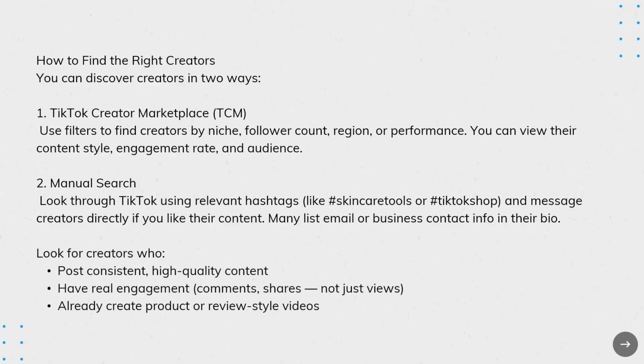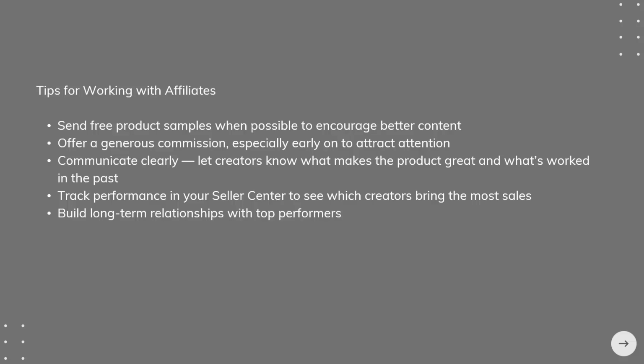Look for creators who post consistent, high-quality content, have real engagement, comments and shares, not just views, and already create product or review-style videos. Tips for working with affiliates. Send free product samples when possible to encourage better content. Offer a generous commission, especially early on, to attract attention. Communicate clearly: let creators know what makes the product great and what's worked in the past.